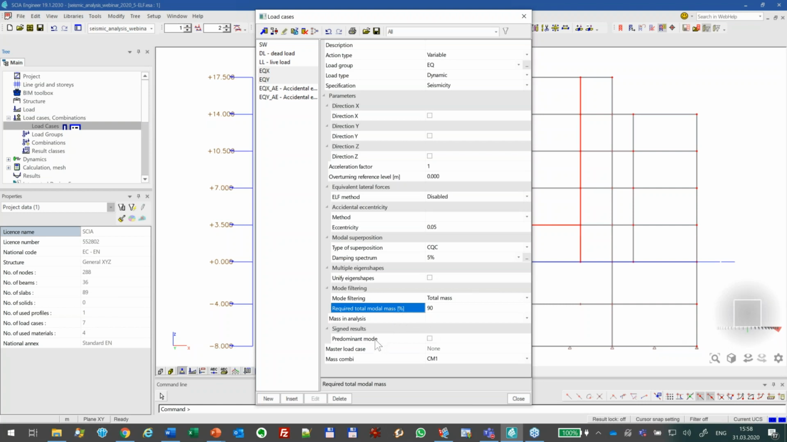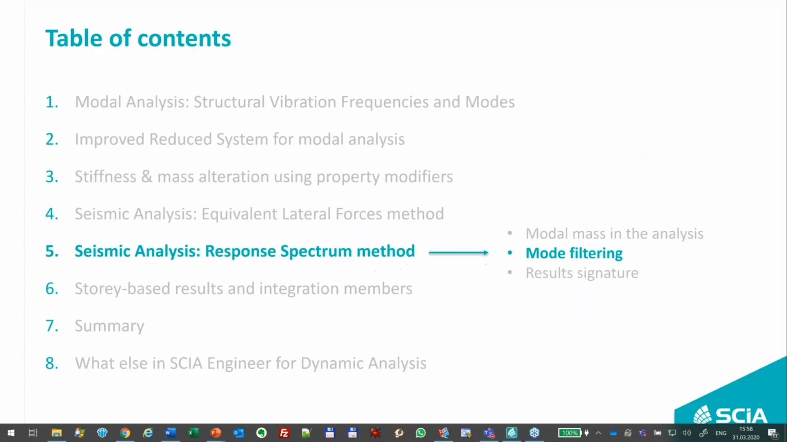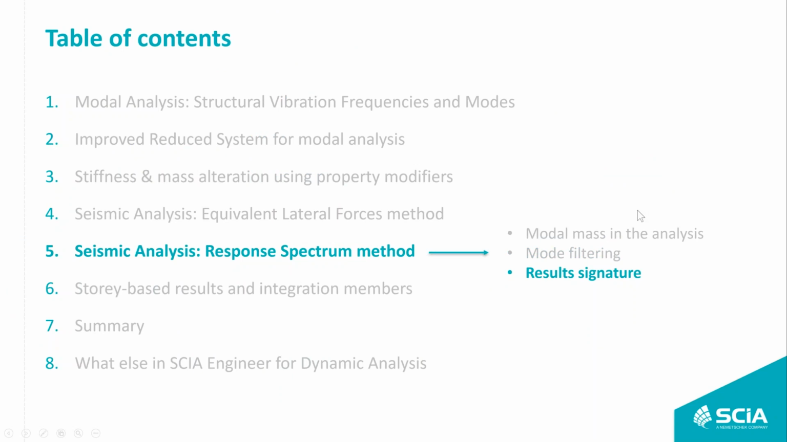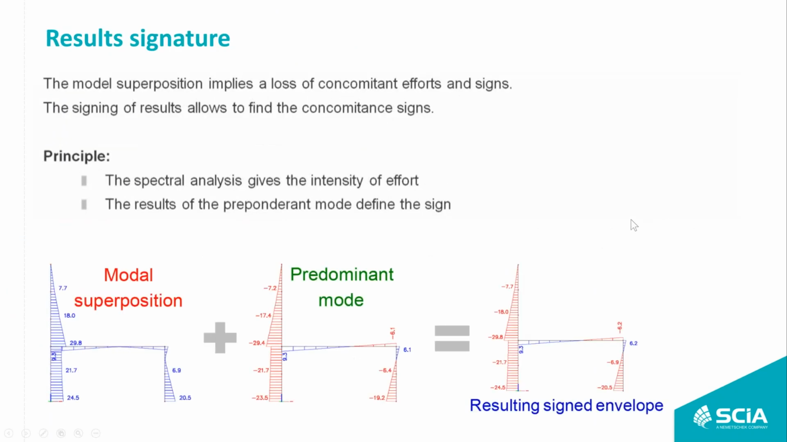Finally, last but not least, the signed results. Because of the modal superposition technique, obviously, we obtain results without their sign. And this is not so convenient for design because you lose concomitance of the results and it's getting tricky to perform the actual design. So how does it work? Principle is fairly simple. The modal superposition gives us some value without a sign. So it can be CQC or SRSS method, doesn't matter. Then we consider the predominant mode, which is the one that gives the most contribution. And then we combine. We take the value from here, the sign from here, and we obtain a nice signed envelope.